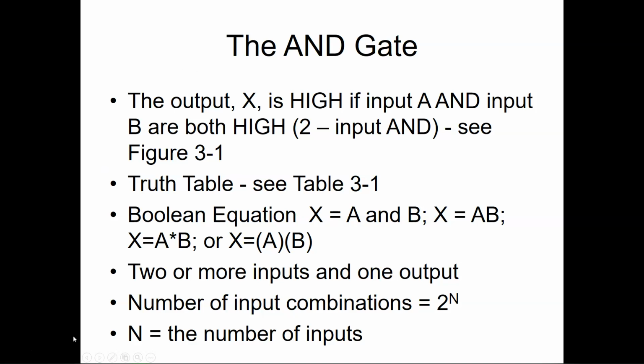So for an AND gate, A and B have to be high or have to be activated before you get an output. These are some different ways you can do the Boolean equation, but essentially what you have to remember about AND gates is A and B have to be on, have to be activated before you get X. All right. So that is the very basics of an AND gate.